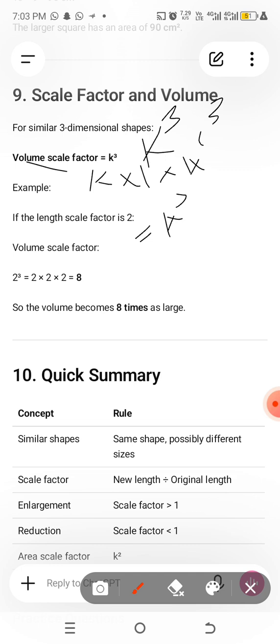So if the length scale factor is 2, the volume scale factor will be 2 times 2 times 2, which equals 8. 2 times 2 is 4, 4 times 2 is 8. The volume becomes 8 times larger. The volume of the shape becomes 8 times larger than the original shape. Do you understand?